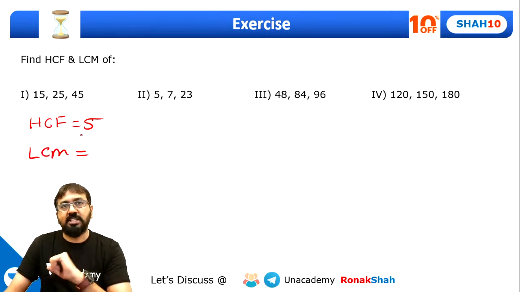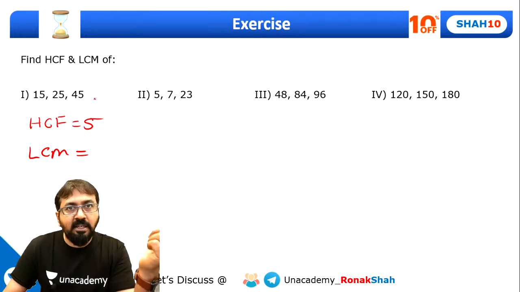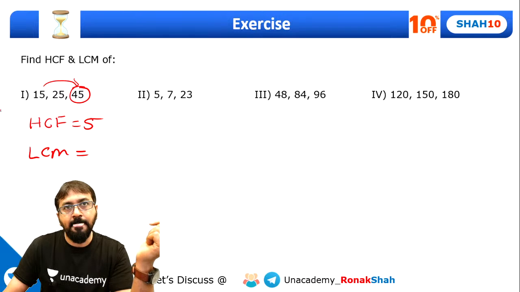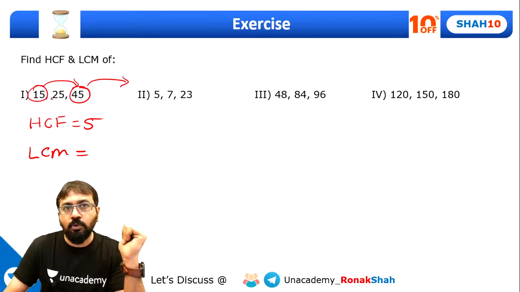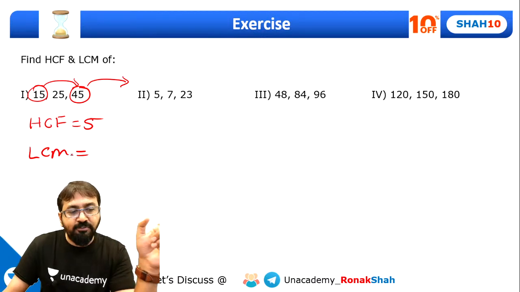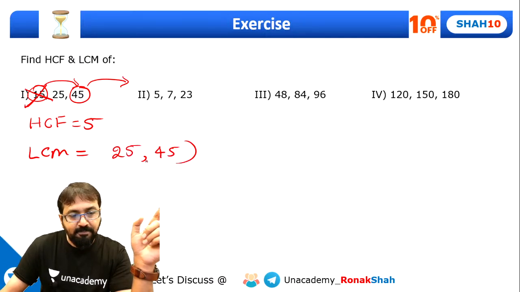LCM के लिए एक शॉर्टकट बताता हूं. Everyone listen to me carefully. LCM is multiple. Can I say 45 is a multiple of 15? तो अगर आप 45 का मल्टीपल निकालोगे तो वो 15 का भी तो मल्टीपल होगा ही होगा. You take any multiple of 45, whether you take 90, 135, 180 and so on and so forth, all these are multiple of 15. So while finding LCM, you don't need to look at 15. You just need to find out LCM of 25 and 45. Now since these are 2 numbers, we can use that approach.